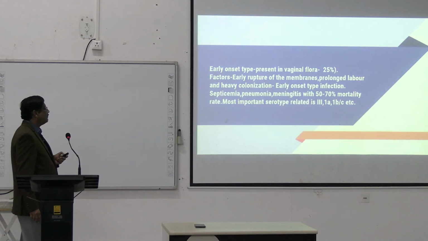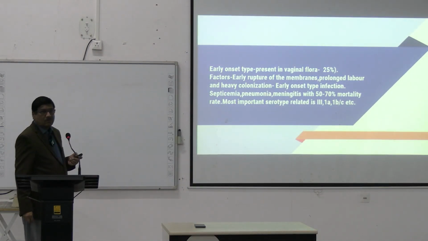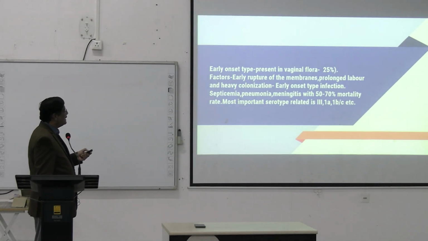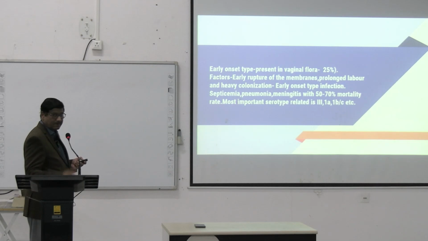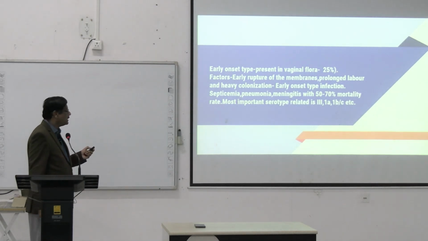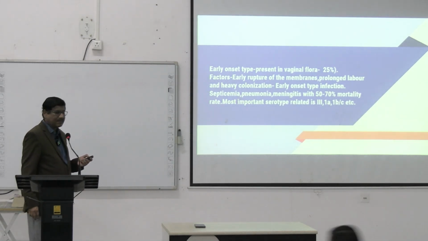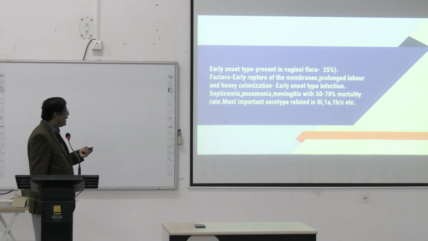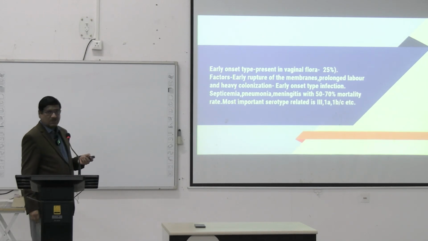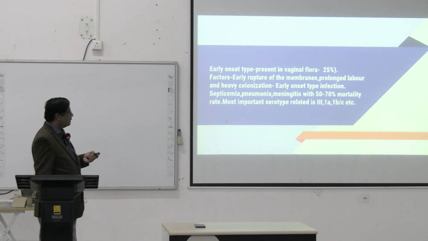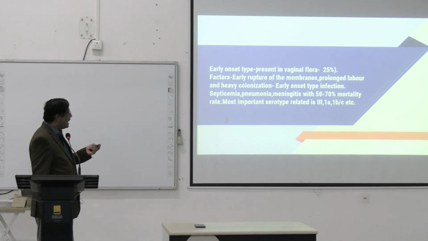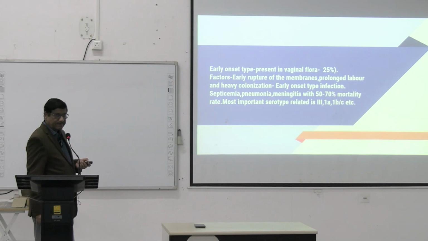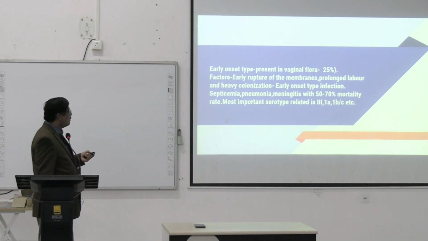The early onset type, in the case of newborns, is present in the vaginal flora in 25% of cases, when the vaginal flora is colonized with Streptococcus agalactiae. The associated factors are early rupture of the membrane and prolonged labor, and if there is heavy colonization, then the early onset type of infection sets in. It causes septicemia, pneumonia, and meningitis with 50 to 70% mortality.